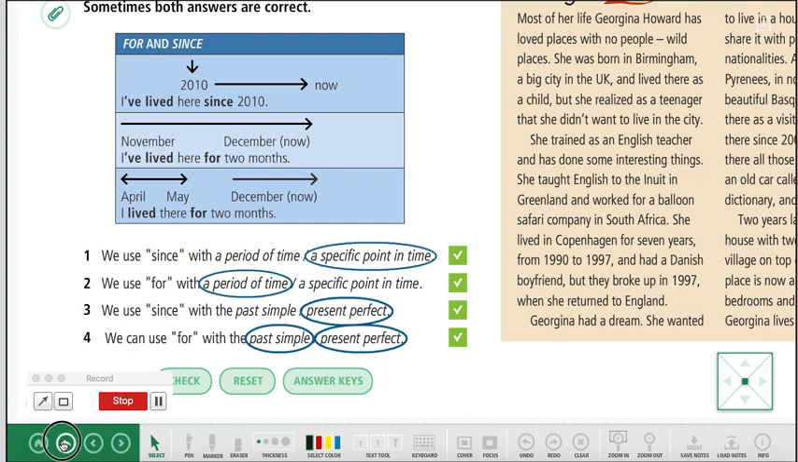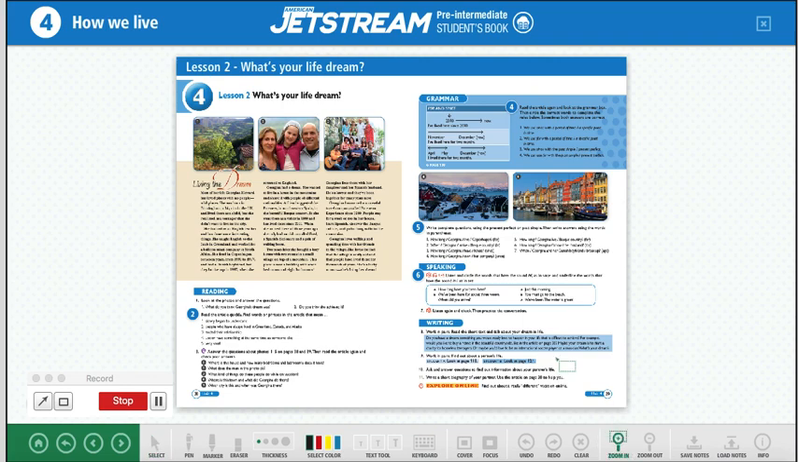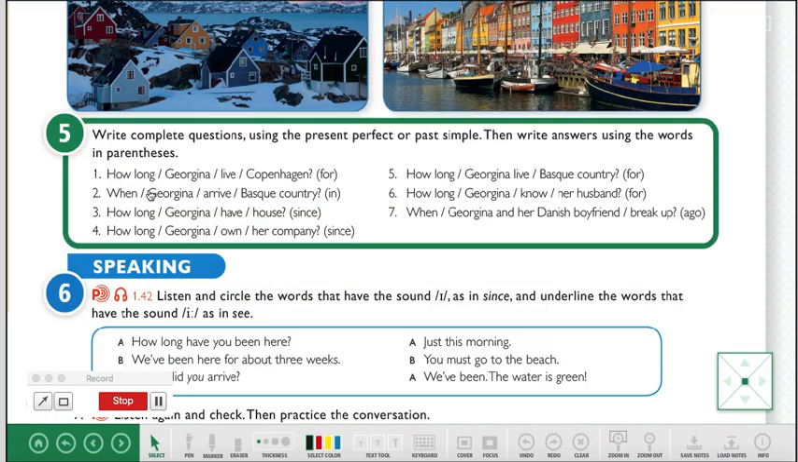Okay? Well, now let's go back to the exercises and we are going to do exercise number 5, which is about some questions. Write complete questions. Those are the elements, right? Using the present perfect or the simple past, and then you have to write the answers using the word in parentheses. The parts or the sections here are just to make the structure of the question. For example, how long has Georgina lived in Copenhagen?